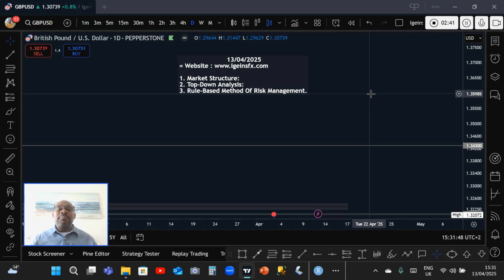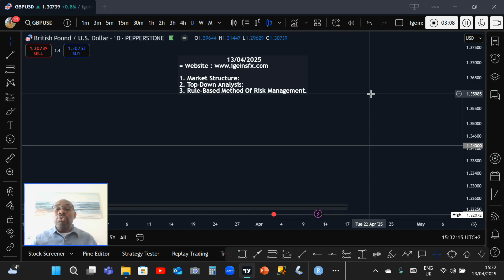So you must master market structure. Without market structure, it's like a foundation. If you are setting up a building, before you even start, you already know if it is going to be a two-story, three-story, four-story, five-story building, or just a bungalow. It is the foundation that will determine. So you need to know market structure.